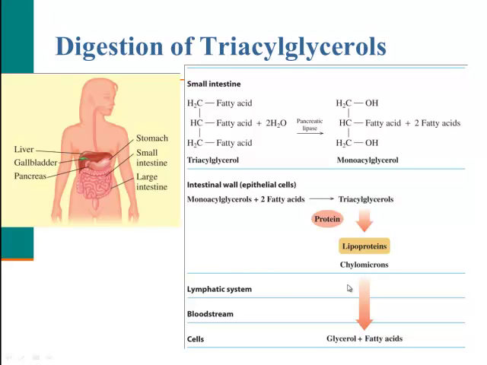Those lipoproteins will be leaving through the lymphatic system and then entering the bloodstream. And then once they're in the bloodstream, they can be delivered to cells like the heart, skeletal muscle, or adipose cells or fat cells. Now, those cells can utilize those triacylglycerols for energy, where they'll break them down into fatty acids and glycerol, and we'll talk about that. Or if they are adipose cells, they can actually store those triacylglycerols for later.